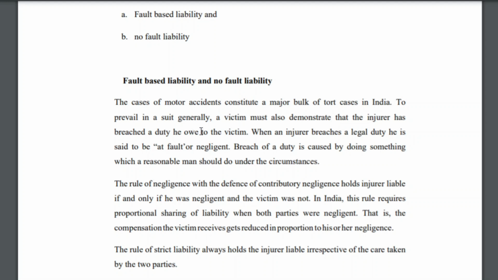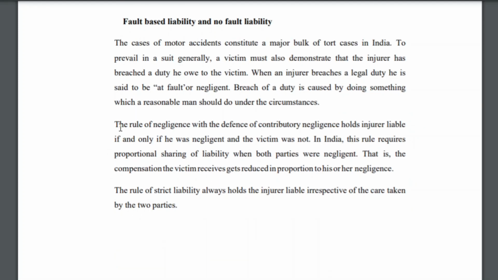Here, to prevail in a suit, generally a victim must demonstrate that the injurer has breached a duty he owed to the victim. When an injurer breaches a legal duty, he is said to be at fault or negligent. Breach of duty is caused by not doing what a reasonable man should do under the circumstances. That is, the rule of negligence with the defense of contributory negligence holds the injurer liable if and only if he was negligent and the victim was not. So these are the concept of negligence and legal duty.